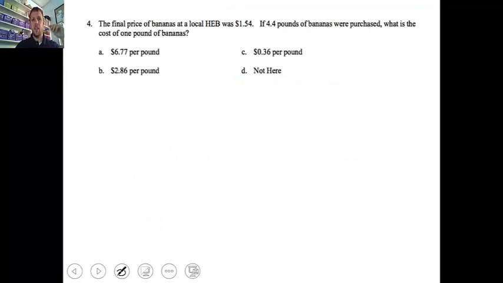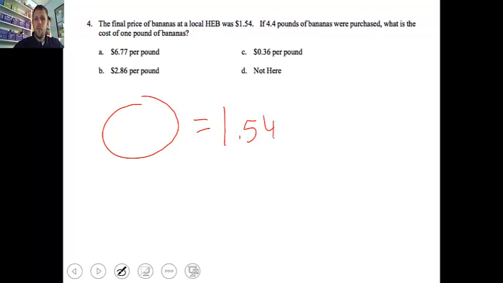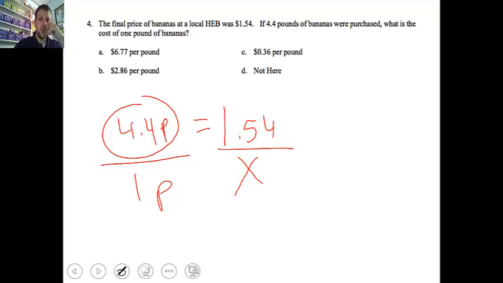The final price of bananas at a local H-E-B was $1.54. If 4.4 pounds of bananas were purchased, what is the cost of 1 pound? All right? Well, we're trying to find what 1 pound of bananas would cost.